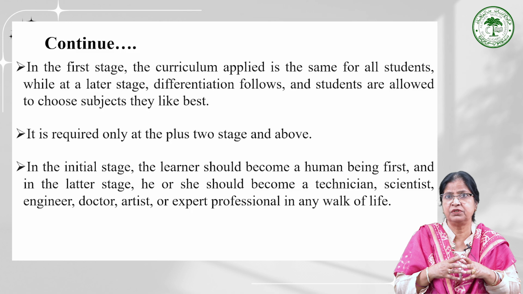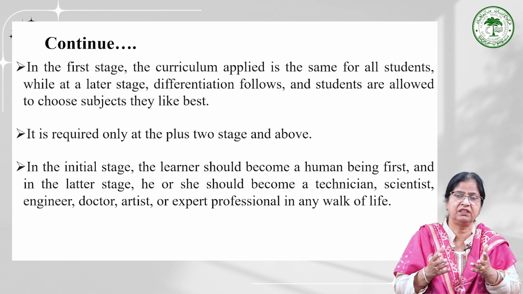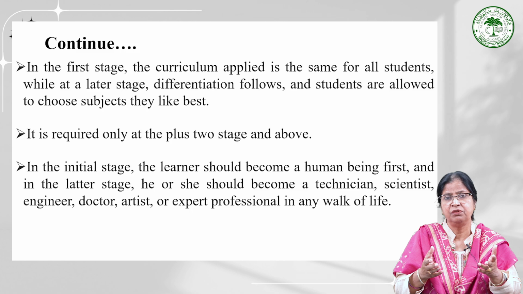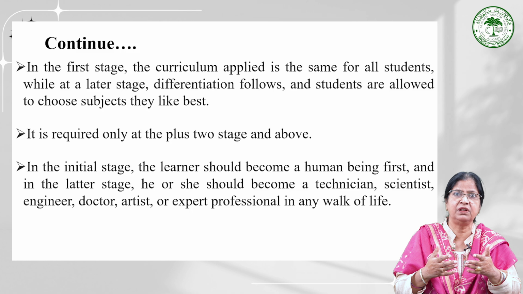So, this kind of learning that takes place in lower primary and upper primary and till 10th class is all related to core values, and this is the core curriculum, a compulsory curriculum that every learner has to study. Later on, when he enters +2, he is free to select whatever option he wants to become. He may be an engineer, a doctor, a scientist, whatever he likes, so he can select that particular field.